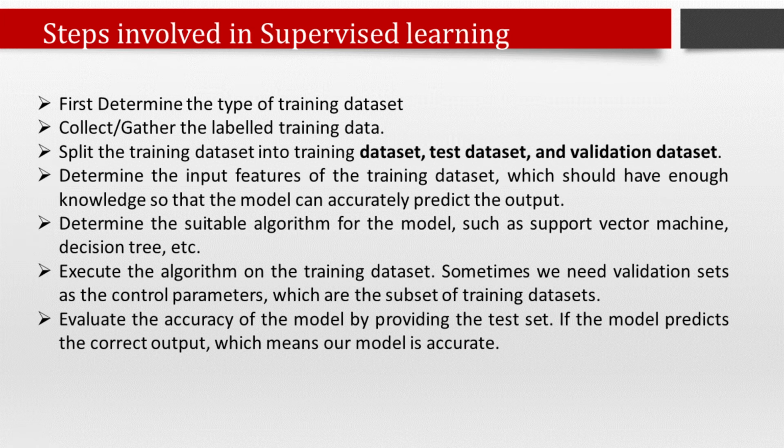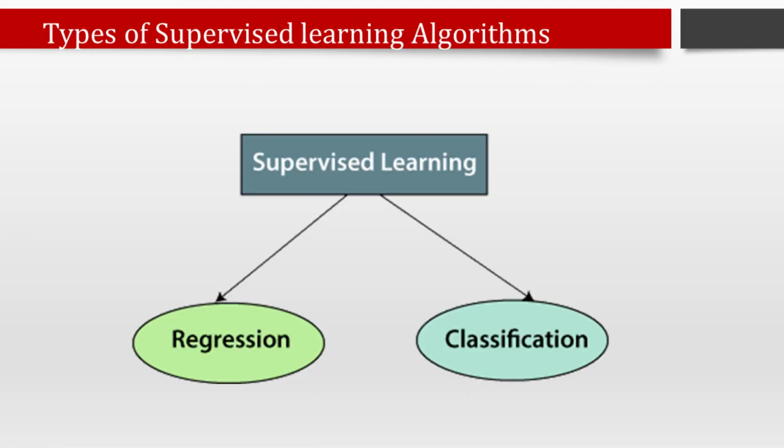Also, execute the algorithm on the training dataset, and sometimes we need validation sets as control parameters, which are a subset of the training dataset. Also, we evaluate the accuracy of the model by providing the test set, and if the model predicts the correct output, it means our model is accurate. Then supervised learning can be further divided into two types of problems: regression and classification.